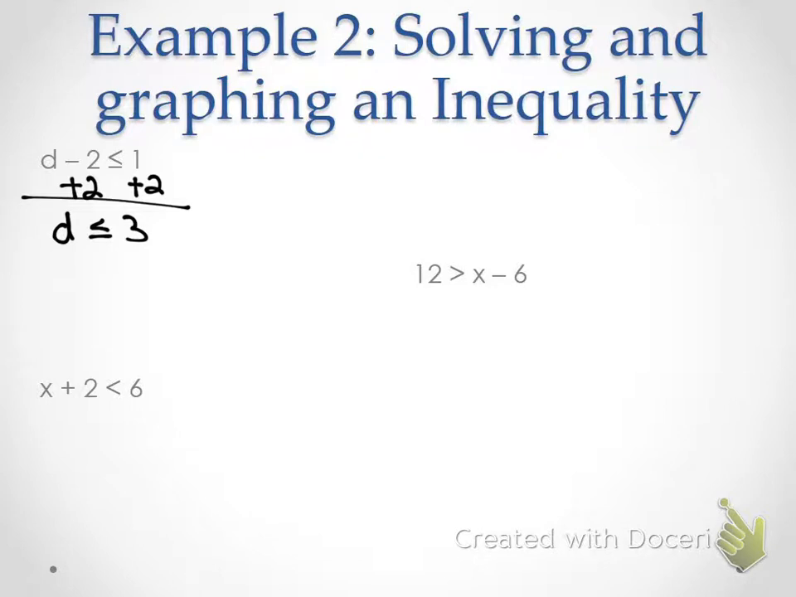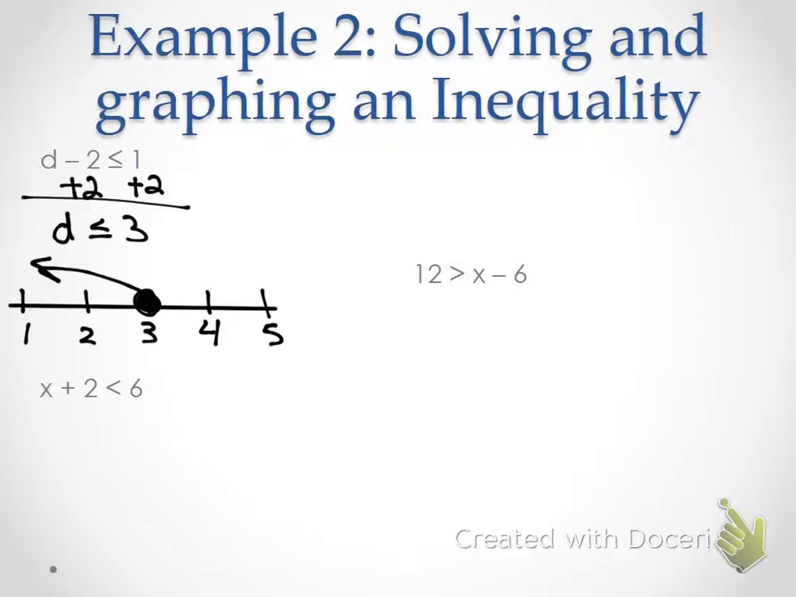Go ahead and graph your solution. What number goes in the middle? 3, very good. What two numbers go to the left? 2 and 1, and 4 and 5. What'd you put? Open or closed dot? Closed. Why closed? Because it's got that equal to. So it's closed dot. And then does my arrow go left or right? Why left? Because it's less than. And that's it. Let's look at the next one.